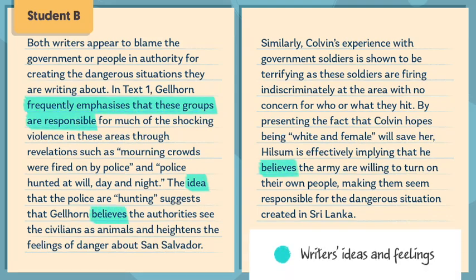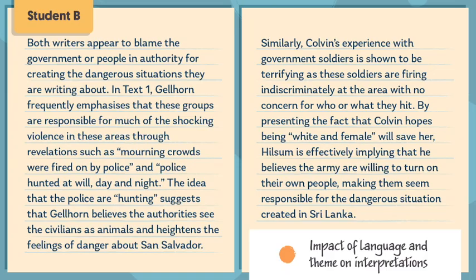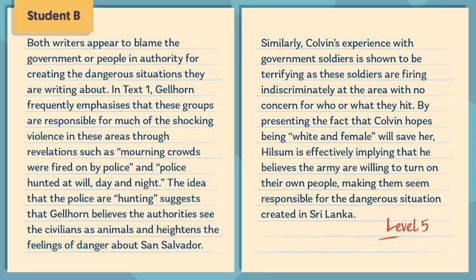Notice how frequently this student makes reference to the ideas and feelings of the writers in order to keep their response focused on the question. They also demonstrate an understanding of the impact the writer's use of language and theme will have on the way different readers interpret the text. We can see this in phrases like heightens the feelings of danger and making them seem responsible. This response meets the criteria for a Level 5, which is 12 to 14 marks out of 14.